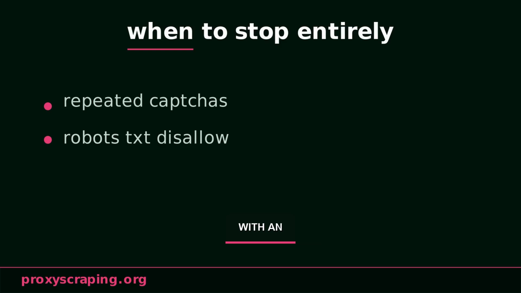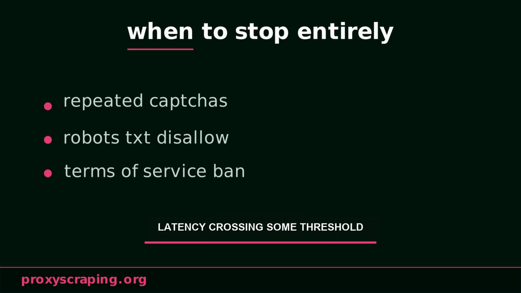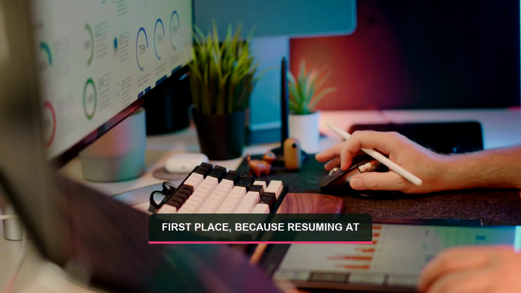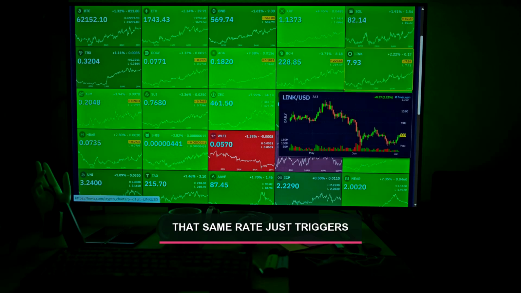A sensible operating concurrency sits comfortably below that inflection point, not right up against it, paired with an automated backoff that fires on any of the signals already covered: a 429 response, a rising 503 or 403 rate, latency crossing some threshold above baseline, or a jump in connection failures. The backoff itself needs to actually reduce concurrency, proportionally, not just pause for a few seconds and resume at the exact same rate that triggered the problem in the first place, because resuming at that same rate just triggers the same response again.